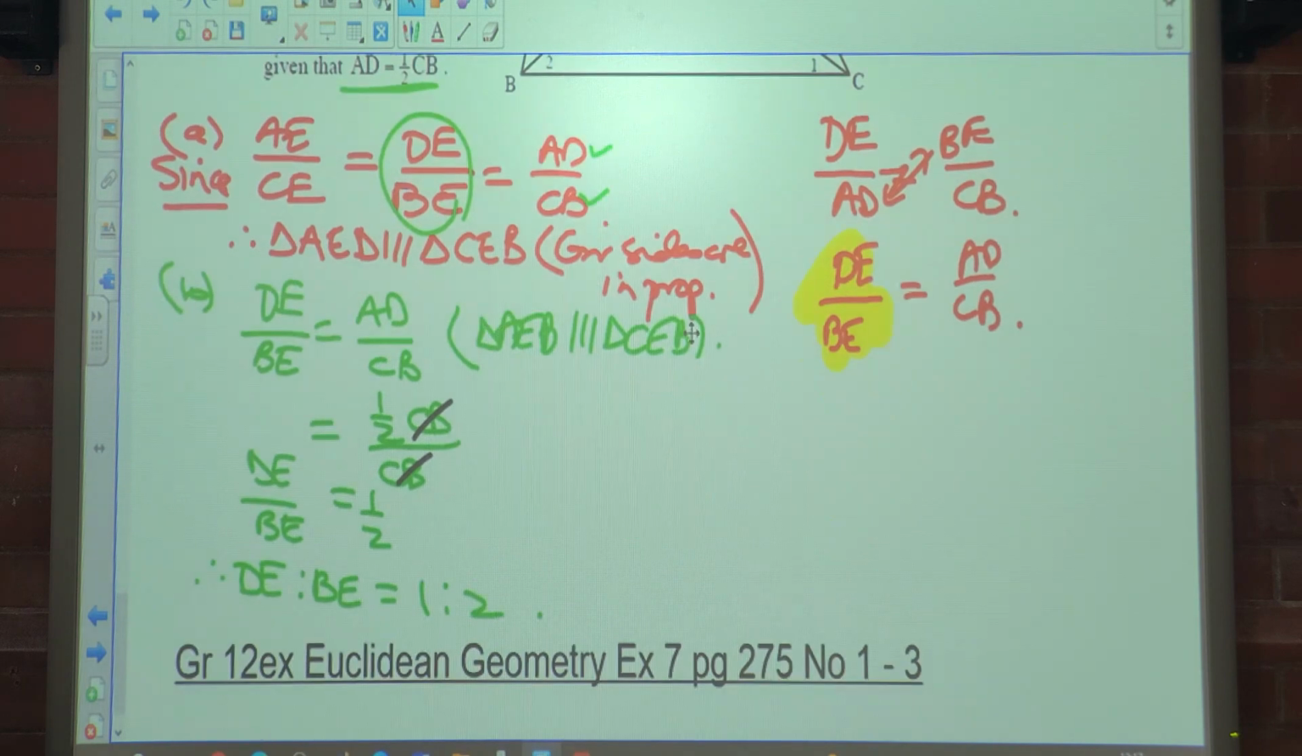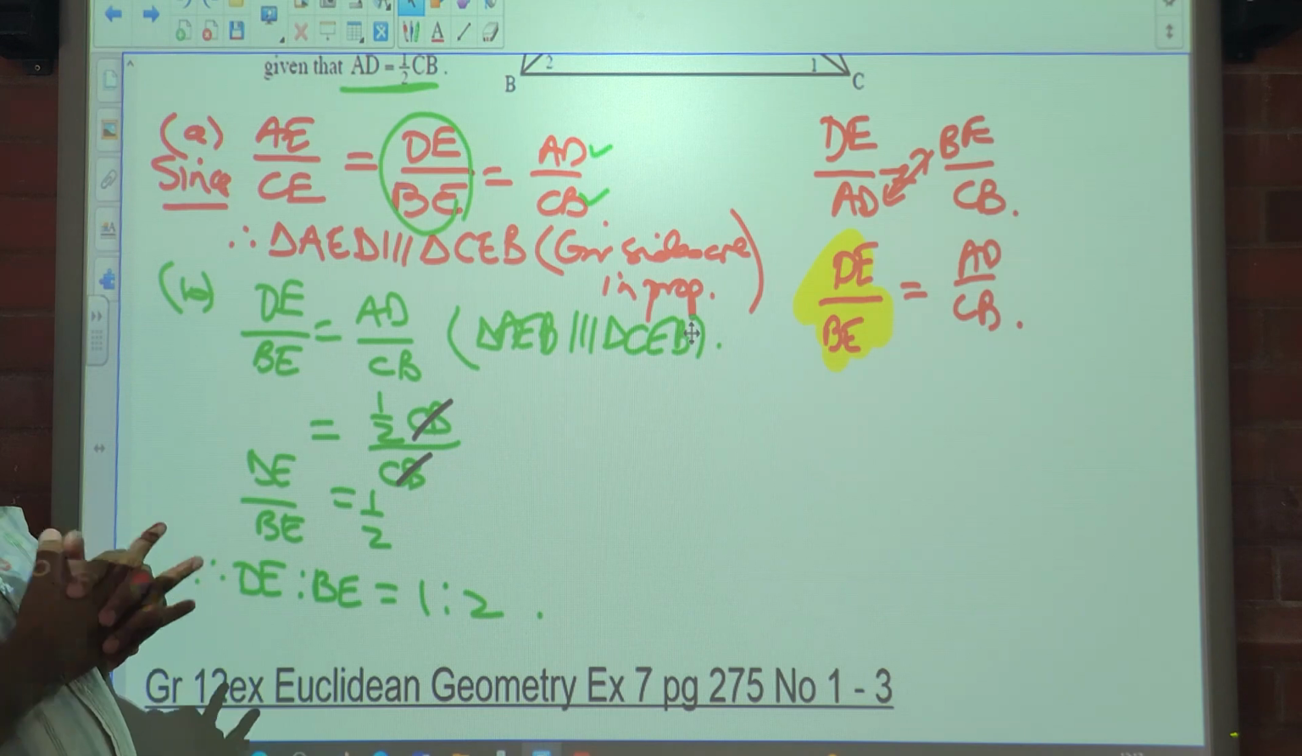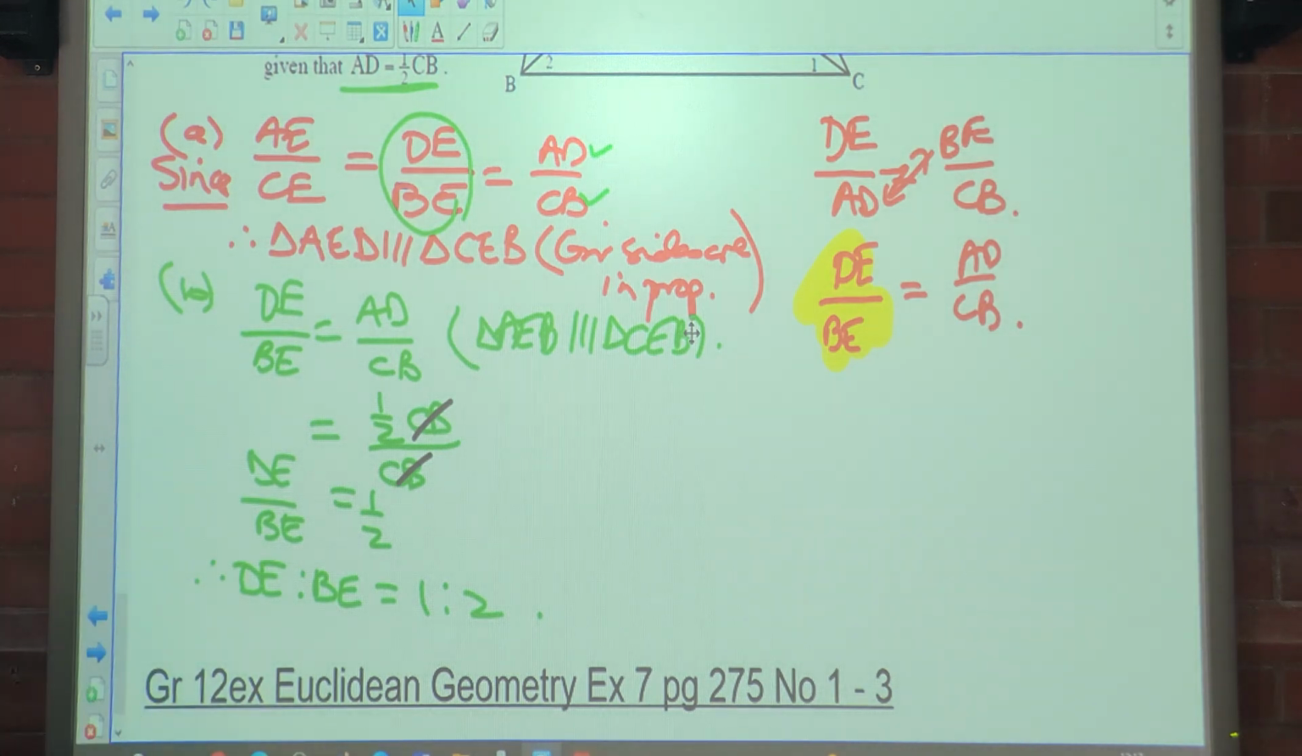Is there any confusion or any questions? Okay, so that basically brings us to the end of exercise 7, which is on page 275. All right.